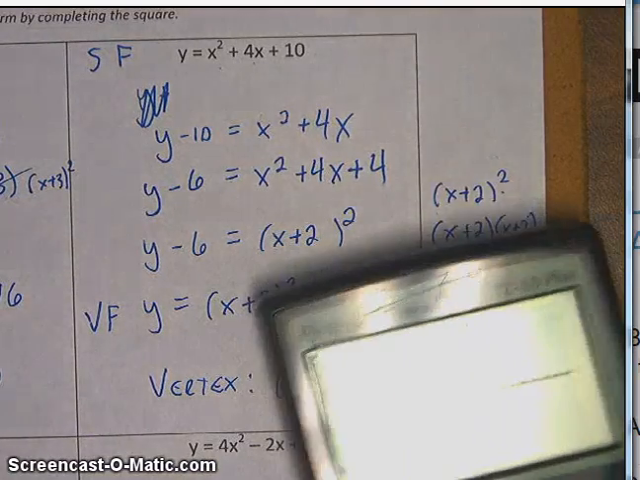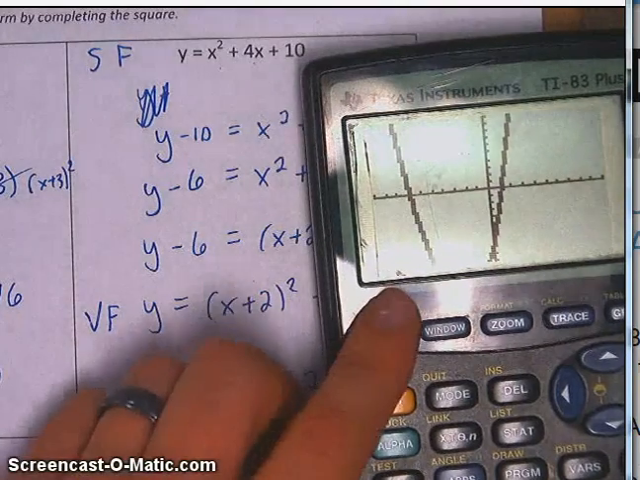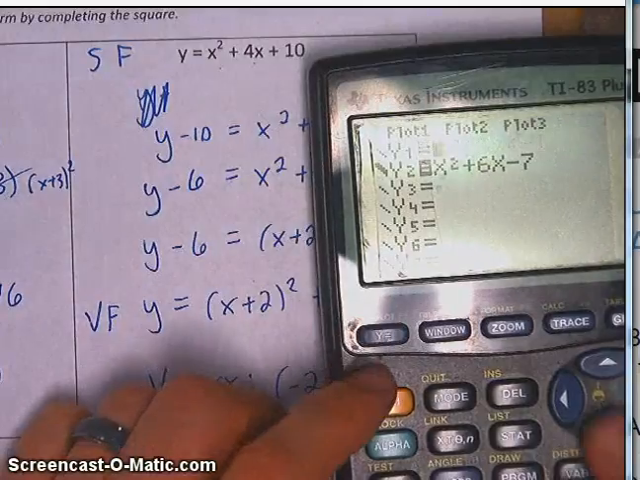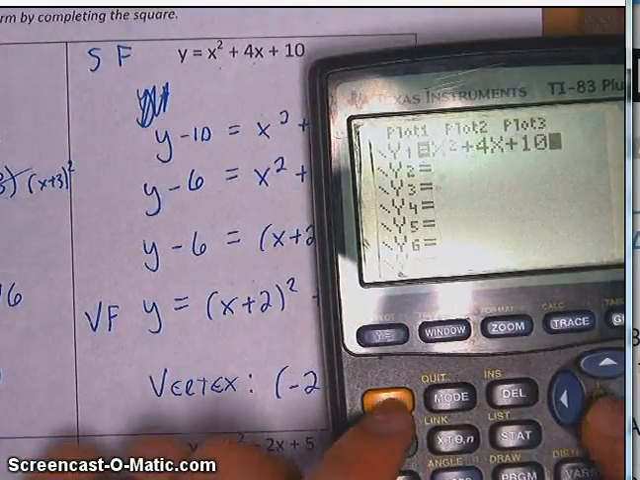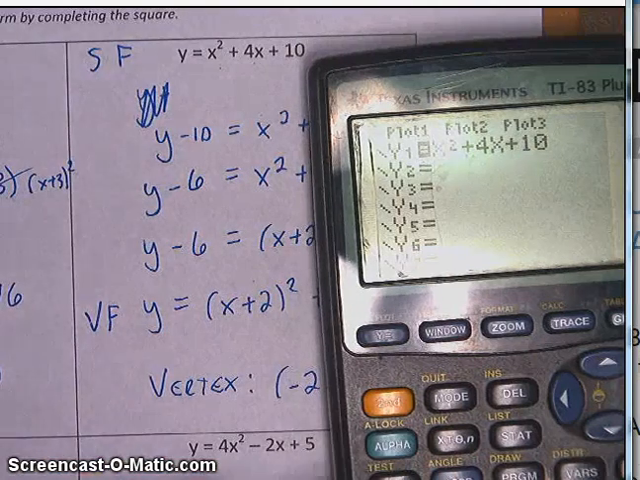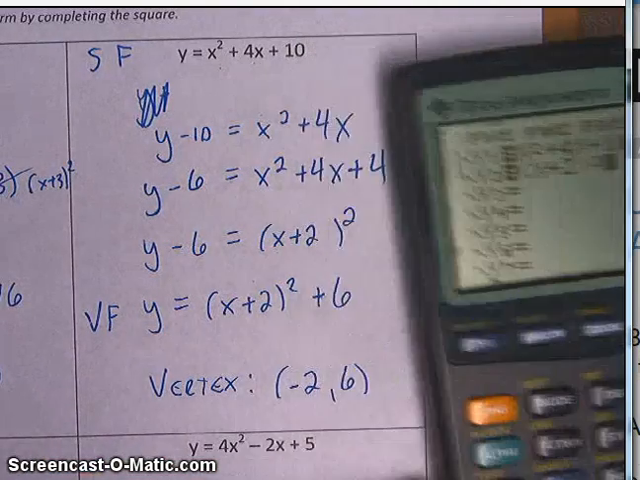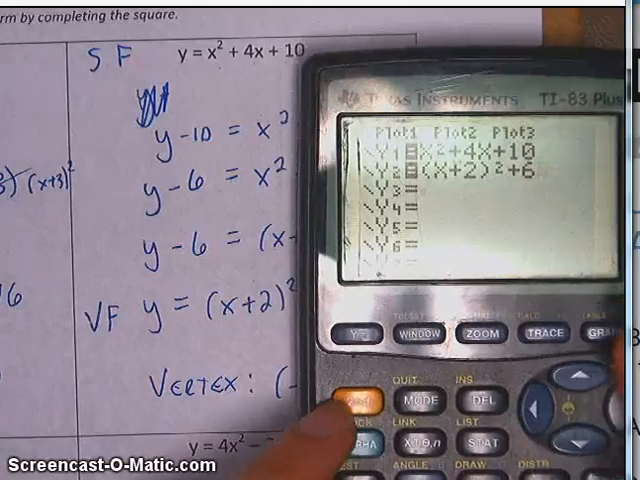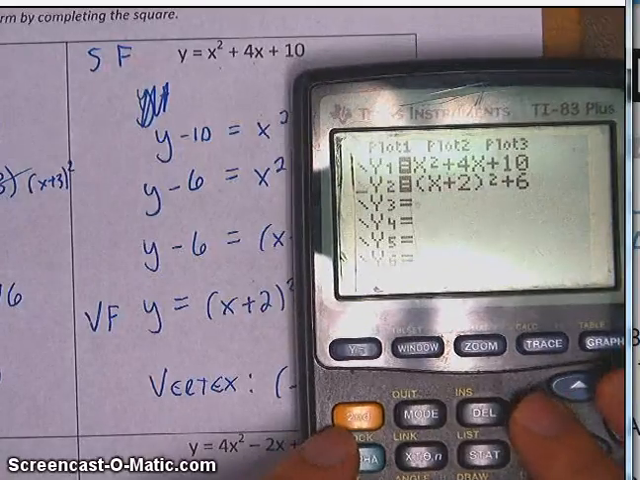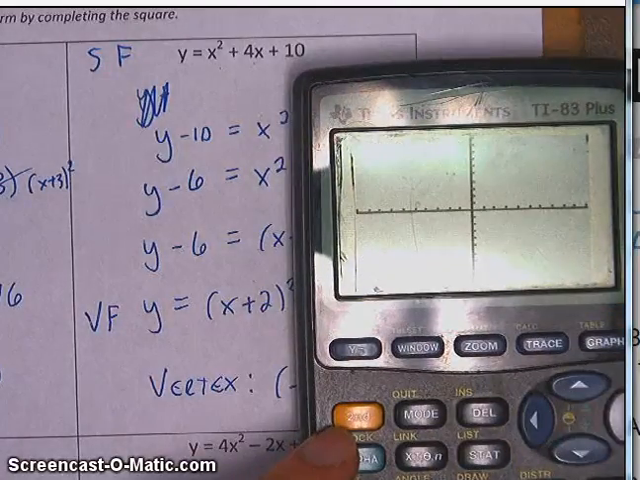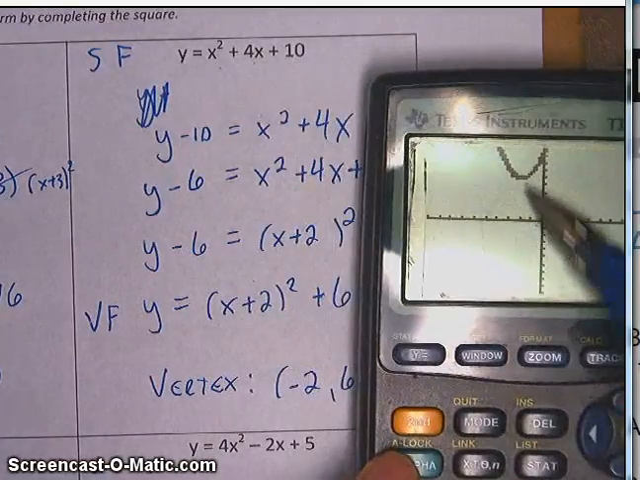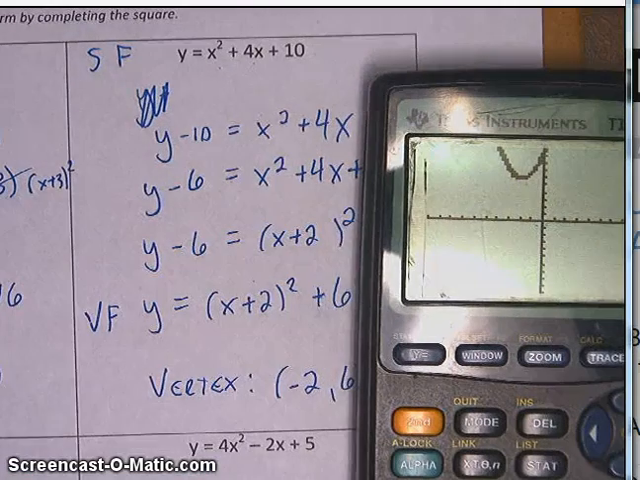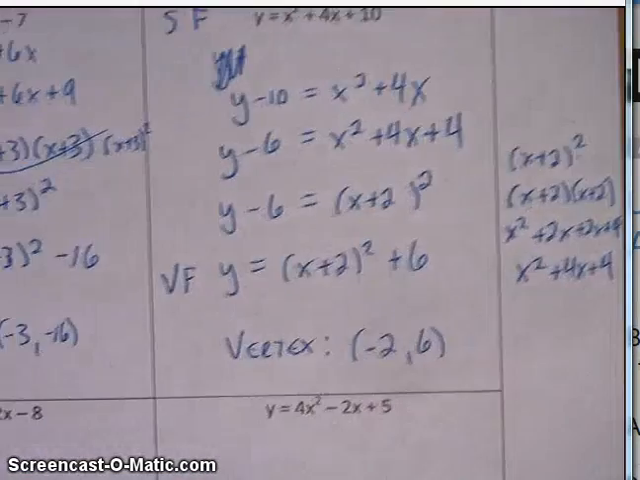How can we double check it? Let's go to our calculator and type in both equations. x squared plus 4x plus 10, and we also got x plus 2 squared plus 6, and I'm going to make the second line darker. If I see only one equation, then I've done it correctly, and it looks like I have. And the good news is you can see that the vertex is at negative 2, 6, so we can feel pretty good about that as well.